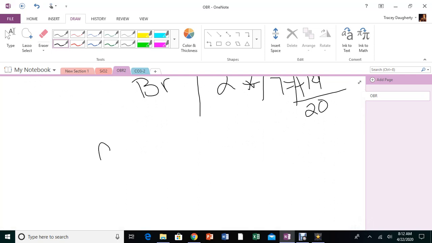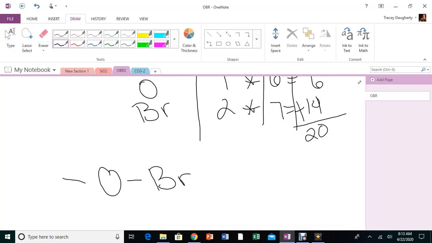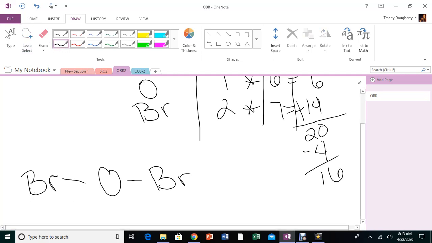So we've got oxygen surrounded by 2 Brs. And so we've used 4 electrons in our bonds. So that gives me 16 electrons left over. Fill the octets of the outer atoms.